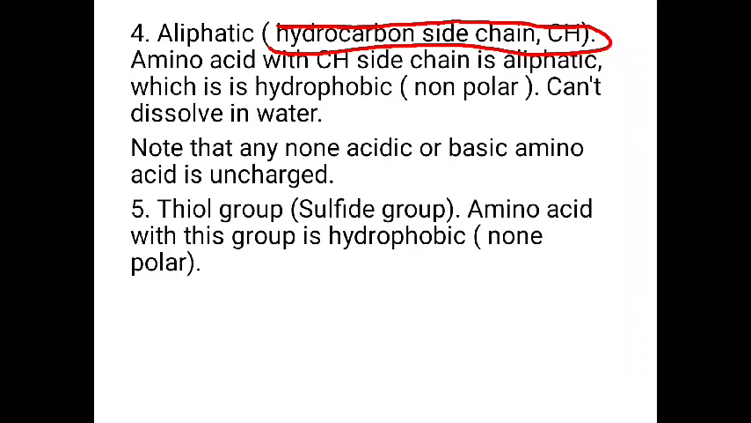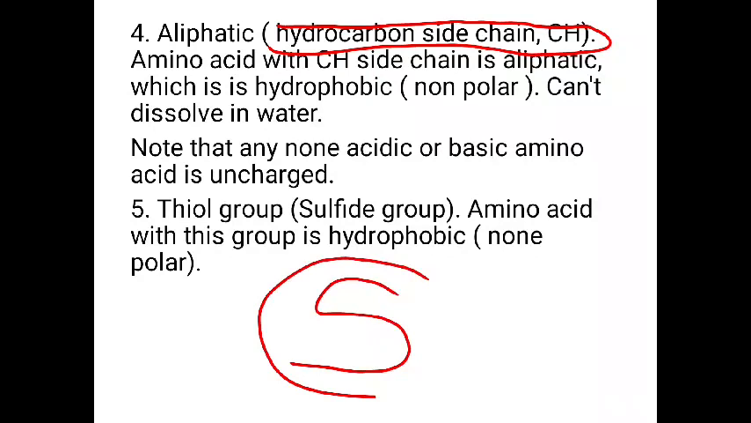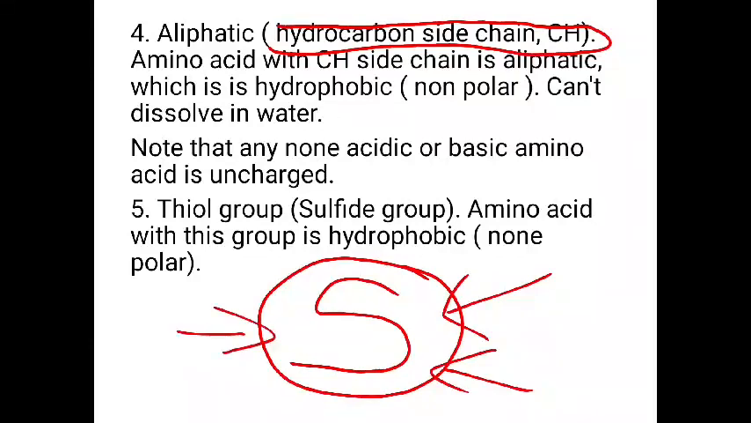The fifth one is an amino acid with a thiol group. The thiol group means with the sulfur. It is hydrophobic. An amino acid with the sulfide group is hydrophobic. Since it is hydrophobic, it is nonpolar. Since it is nonpolar, it cannot dissolve in water.